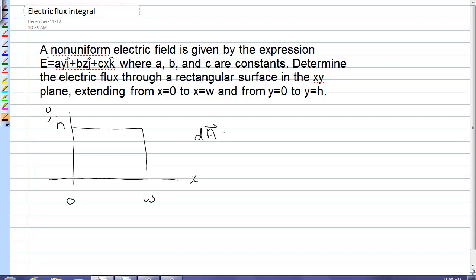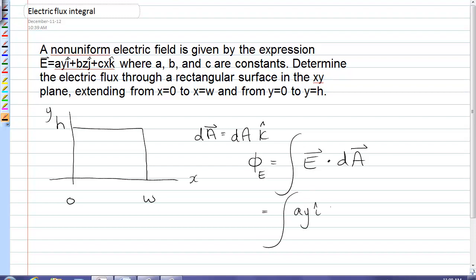So an area vector is going to be some magnitude times k hat. Doesn't matter which one we pick, I'm going to pick positive k hat. Now the definition of electric flux is the integral of the electric field dotted with that area vector. So if we perform that dot product, we see that we're only going to pick up the k hat component of the electric field.